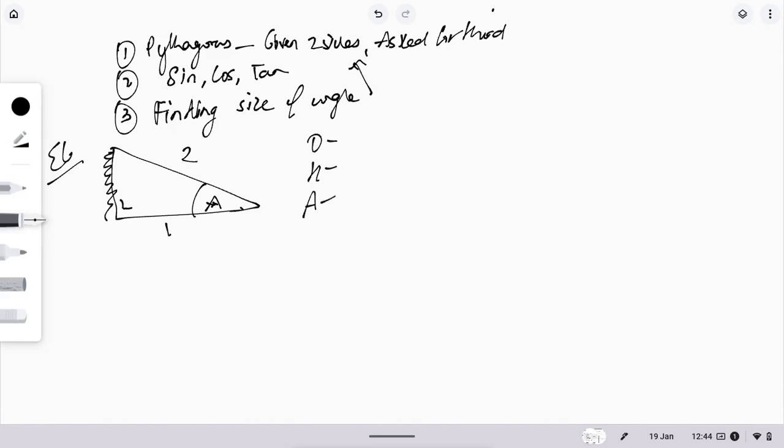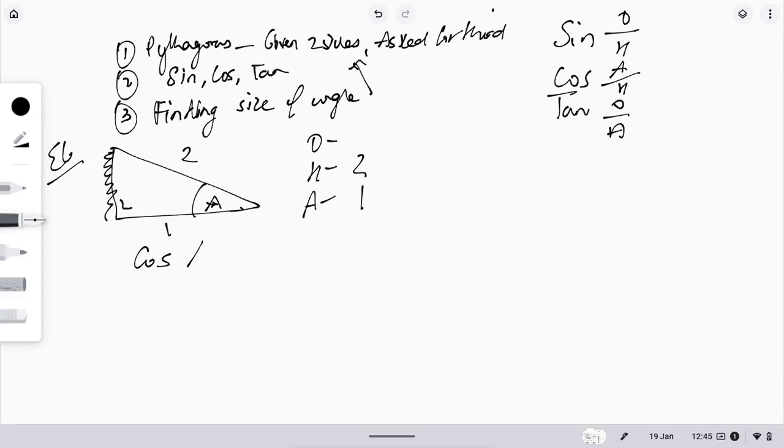So I'm standing at A. What's opposite me? I don't know. What's my adjacent? There, it's 1. And what's my hypotenuse there? It's 2. So which of these trig identities? Write them out for the third time. Sin, cos, tan. Oliver has a handful of apples. Which one is A and H? It's cos. Now, cos A is equal to A over H, 1 over 2. To get the size of the angle, we're always going to be doing a bit of shifting.